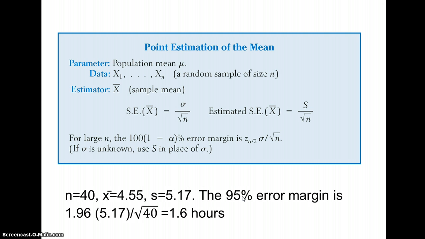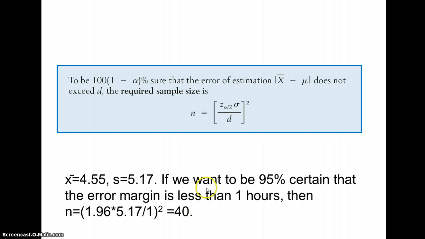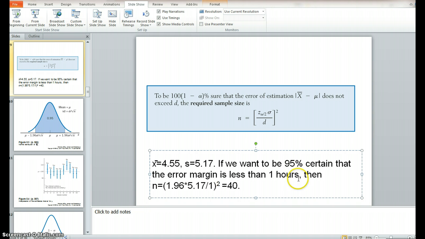So the example we did before, the error margin we found out was 1.6 hours. We have a sample size of 40 and 95% confident, then the error margin is 1.6 hours. What if I want my error margin to be 1 hour? What we need to do is only change D, the error margin here, to be 1, and so we use a calculator to find out 1.96 times 5.17 is about 10.13, and then square it, we get about 103 as the answer. So that's the sample size.